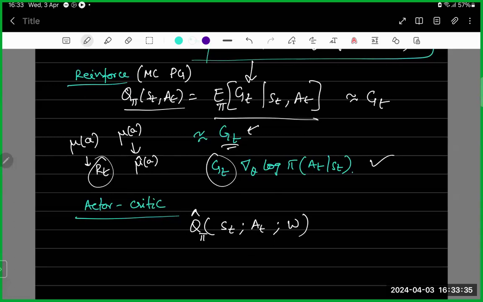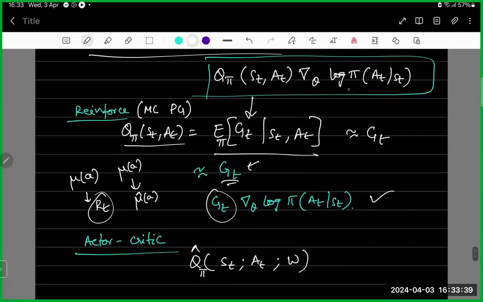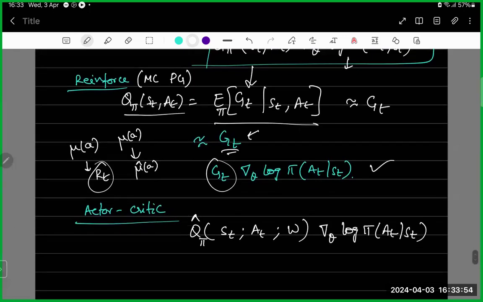So what will be your gradient here? This is the gradient we had, right? So instead of q pi, we are substituting q pi hat, which is an estimate of what q pi is, and the rest of the thing will be the same. So now you understand what is actor critic more clearly, right? So this is like the critic. We are estimating the critic.